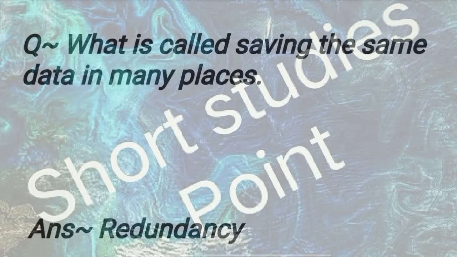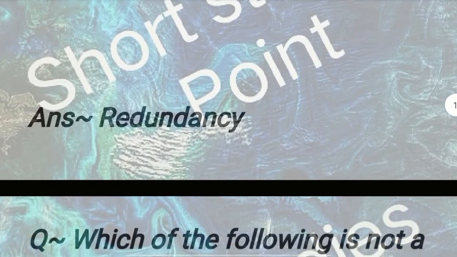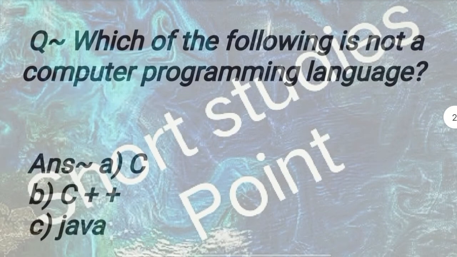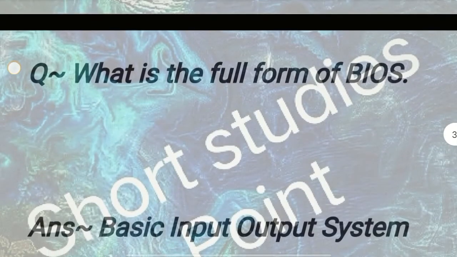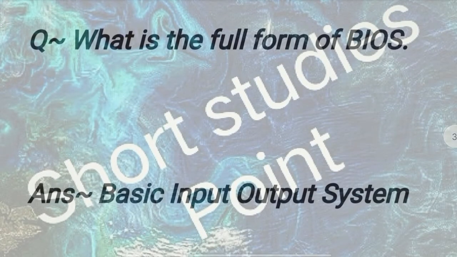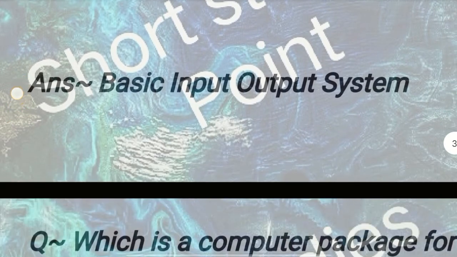Question: dash is called saving the same data in many places. Answer: redundancy. Next question: which of the following is not a computer programming language? Answer: A. C, B. C++, and C. Java. Next question: what is the full form of BIOS? Answer: basic input output system.